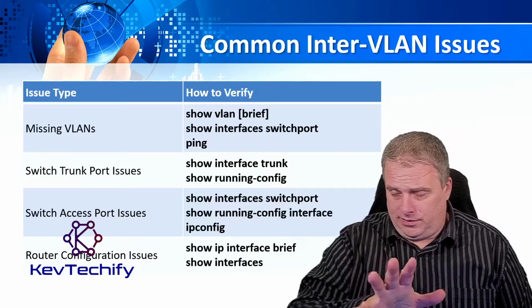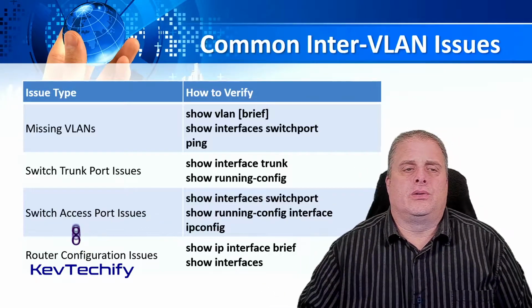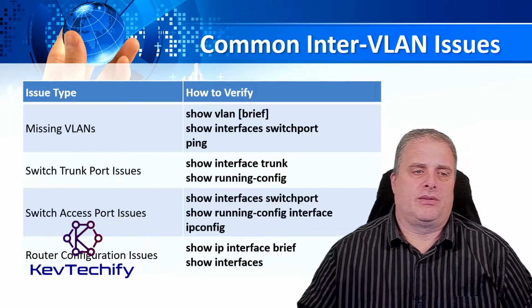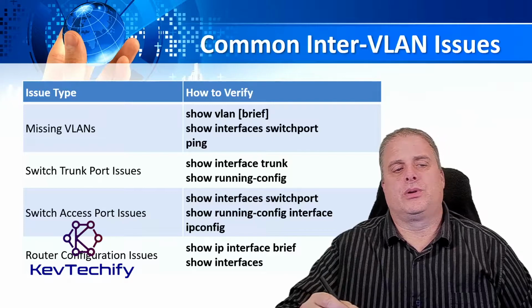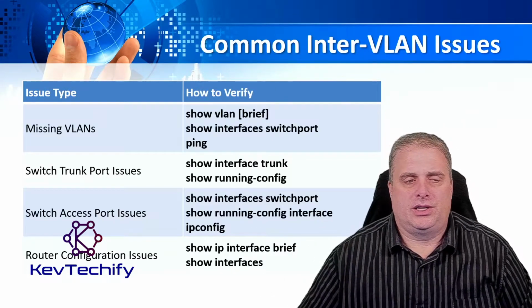Now, if your layer one, your physical layer, is all correct, then here are some things you can do. Here are 4 of the most common issue types we have: missing VLANs, switch trunk port issues, access port issues, and then routing configuration issues.